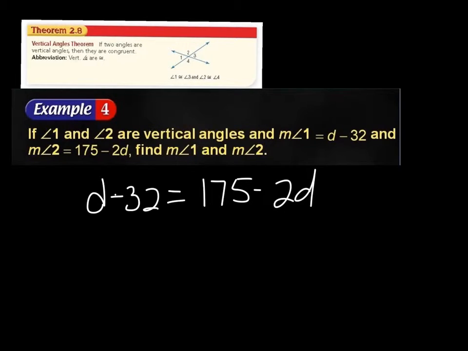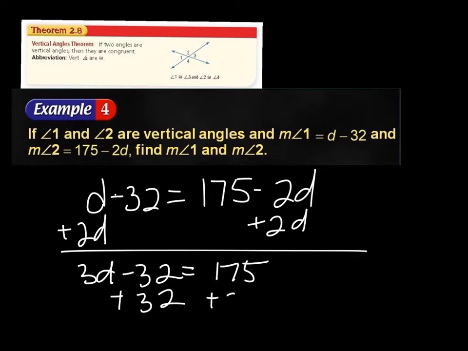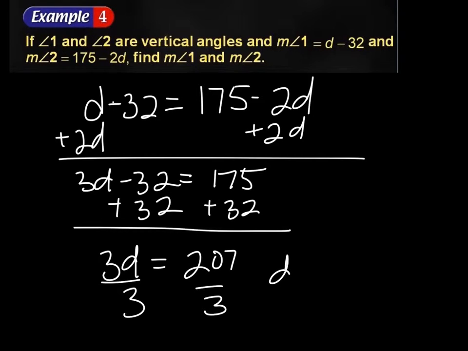Well, we know vertical angles are congruent, so I set that up. We can add 2d to both sides of the equation. So now we have 3d minus 32 equals 175. We can add 32 to both sides of the equation. So 3d equals 207. Divide by 3, and d equals 69.